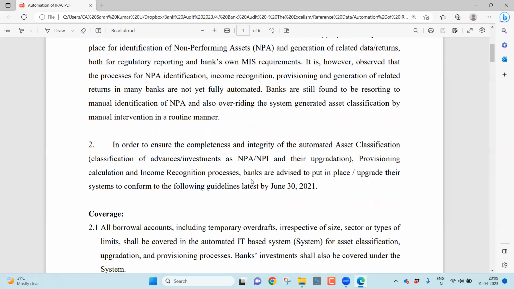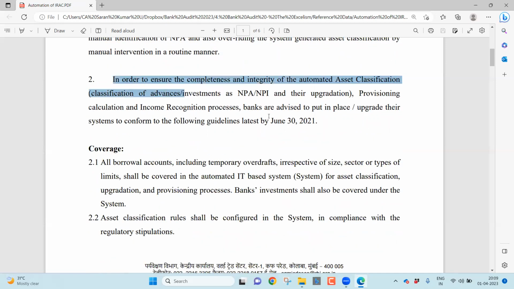If that is the case, they have given one more paragraph with a guideline. In order to ensure the completeness and integrity of the asset classification, provisioning calculation, and income recognition process, banks are advised to put in place or upgrade their systems to conform to the following guidelines latest by 30th June 2021. You are doing the audit for the financial year 22-23, for the financial year ended 31st March 2023.